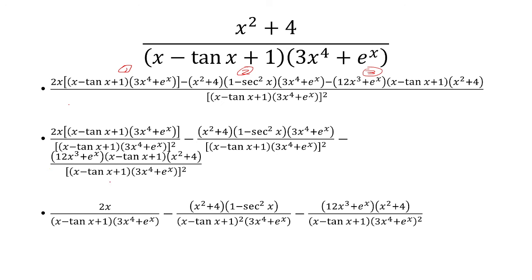And then finally, if we look at the last fraction, notice we have x − tan x + 1 to the first over that to the second power. So it's going to cancel. We're going to have x − tan x + 1 in the denominator. And then we're going to keep everything else the same. So keep in mind 3x⁴ + eˣ is being squared in the denominator. And so this is going to be our final answer.